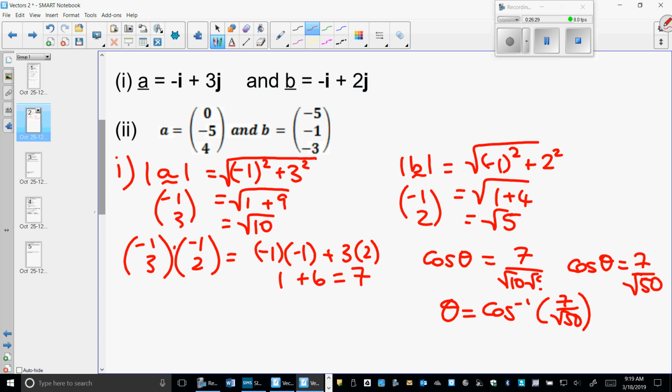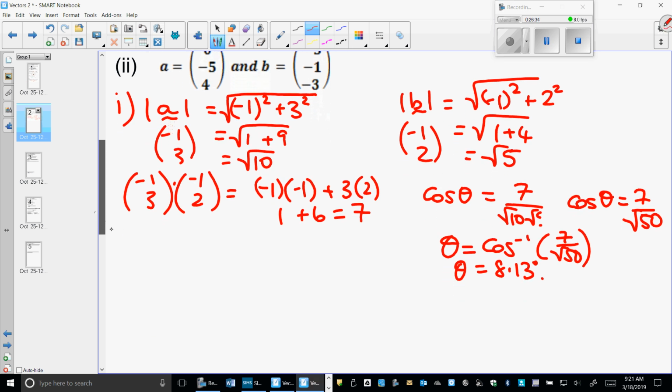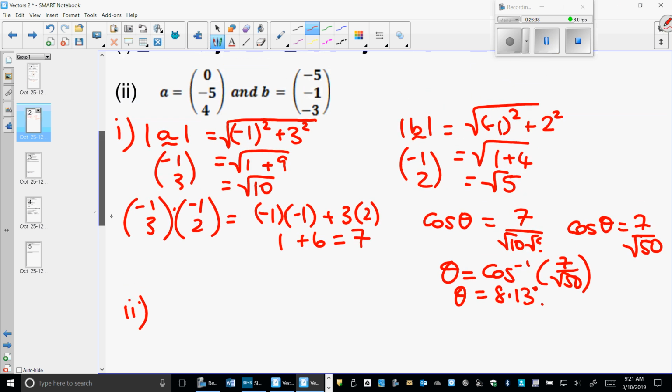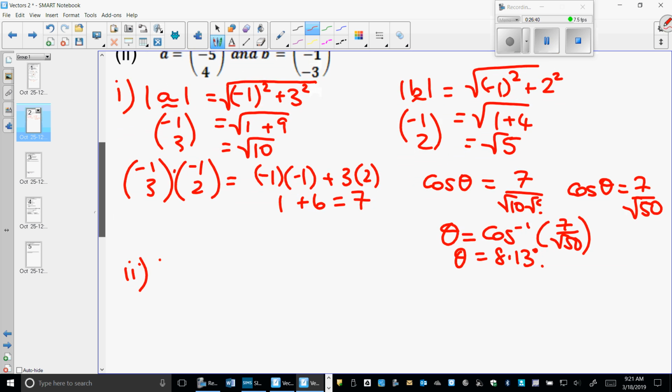And is anyone volunteering to do that? Alright, so there's that one, and then the second one is going to be very similar. So we need to find the length of A. Olivia, how would I do that?